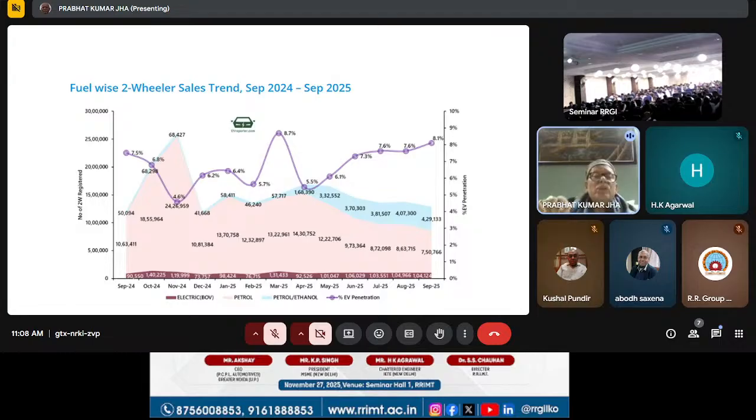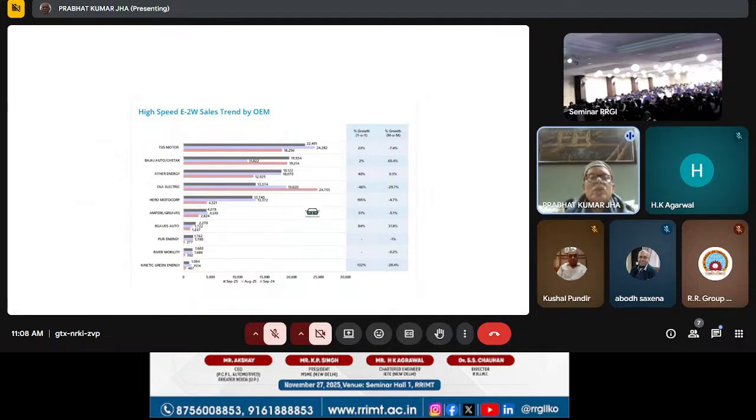So the fuel-wise two-wheeler sales trend, September 2024 to September 25. The trend is still good. You can see that in March 25 it was the peak, but still it reached 8.7%, and in September 25 it went down to 5.5%, and again went up to 8.1%. You can check this from the sites. Then the high-speed E2W two-wheeler sales trend by OEM, you can go through. The data is available here.